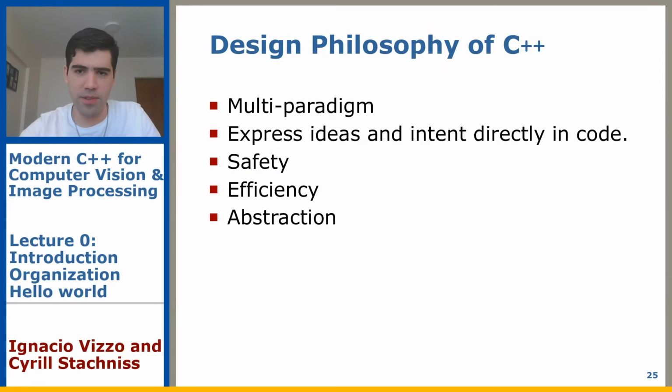The design philosophy of C++ is basically to be multi-paradigm. It is not only an object-oriented language or a procedural language, it supports different paradigms and lets you express ideas and intent directly in code. This is super important for me because probably some of you learned how to program using C or other languages, where it's really difficult to express ideas in code. So how did people solve this problem? With comments.